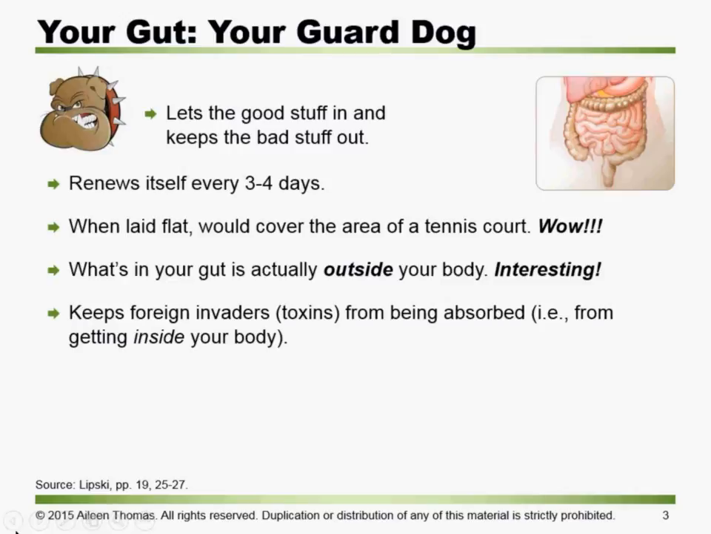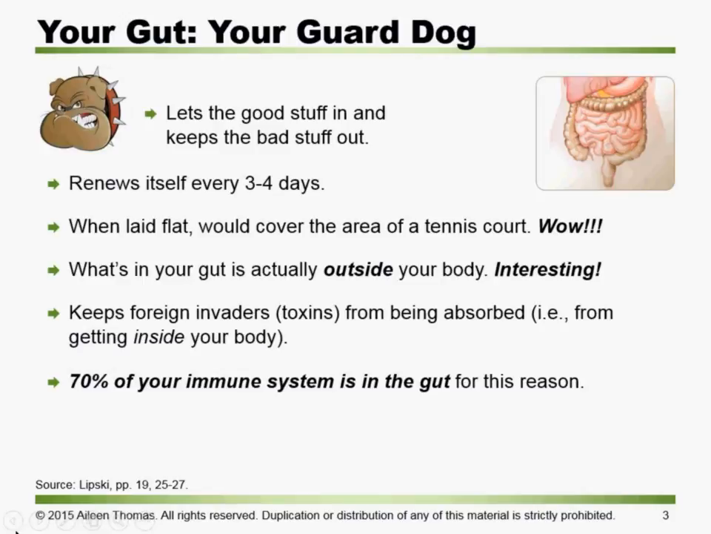A healthy gut identifies and neutralizes foreign invaders, that is, toxins, so they don't get absorbed through the intestinal lining. That is, so they don't get inside your body. For this reason, 70% of your immune system is right in your gut. That's right, 70% right in your gut.